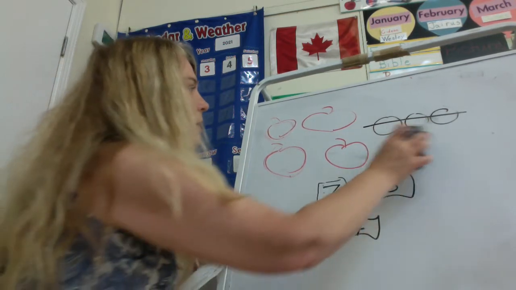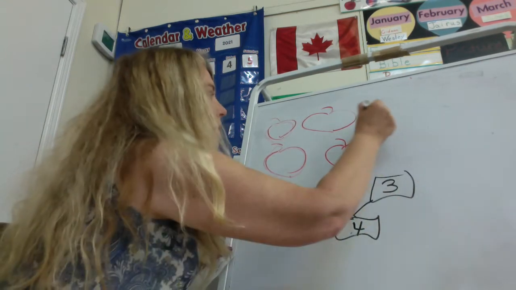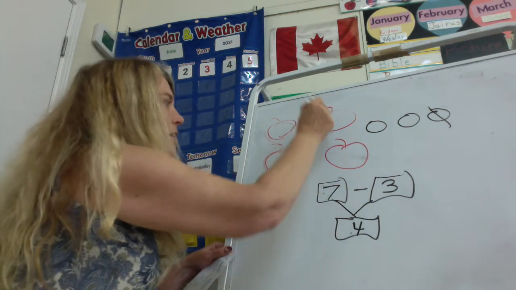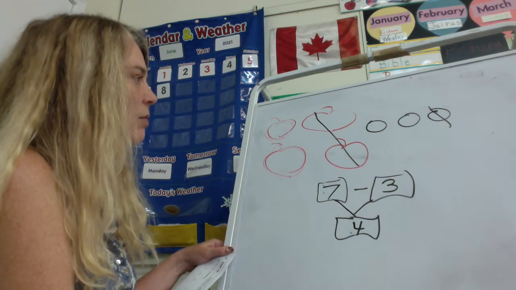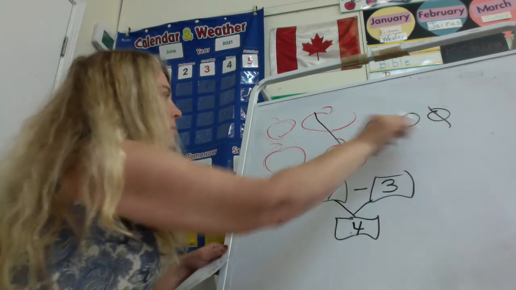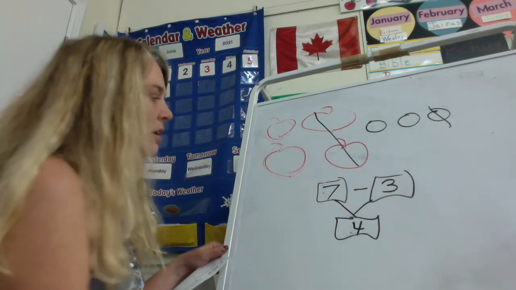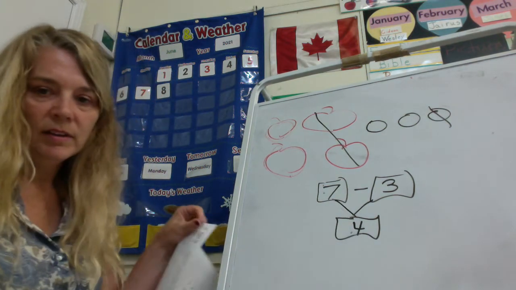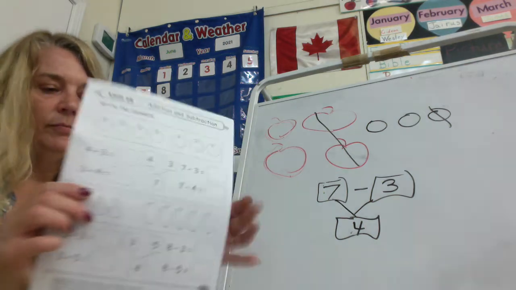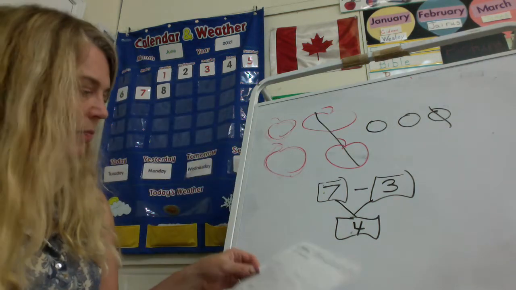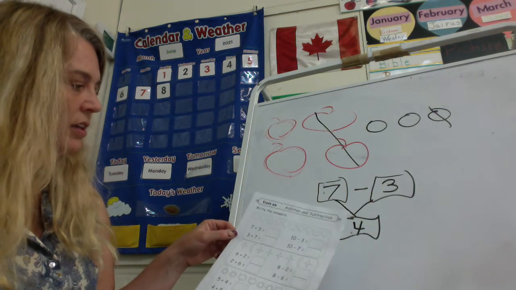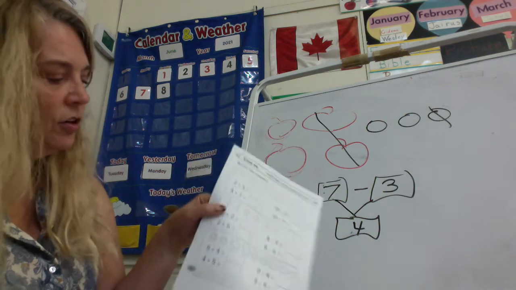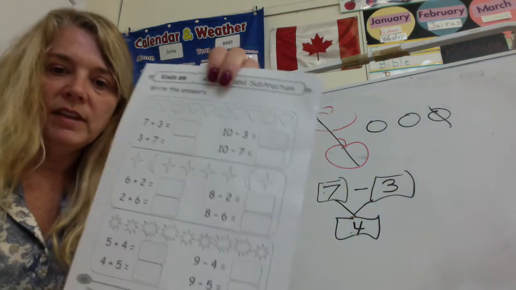Or we could take away 1 orange and 2 apples. That's still 3 pieces of fruit. And how many pieces of fruit do we have left? 1, 2, 3, 4. 2 apples, 2 oranges. So 7 take away 3 equals 4. SKs, you can go ahead and do both sides of your math page, practicing your subtraction and addition. And on this side of your page, you're not doing number bonds, but you can just cross out the things that you're subtracting.